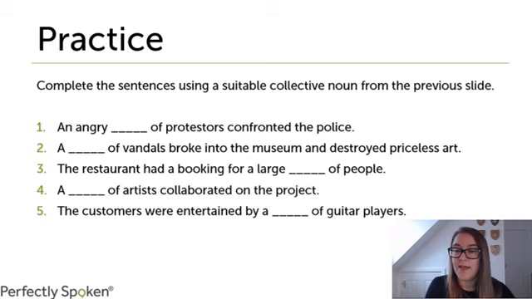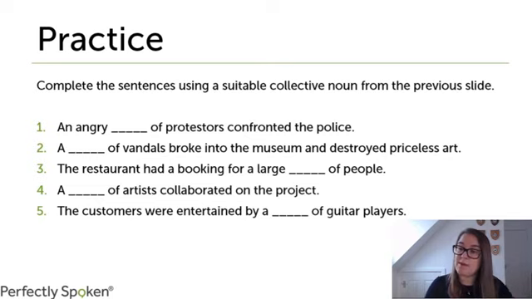Number 1, an angry blank of protesters confronted the police. Number 2, blank of vandals broke into the museum and destroyed priceless art. Number 3, the restaurant had a booking for a large blank of people. Number 4, blank of artists collaborated on the project. And number 5, the customers were entertained by blank of guitar players.